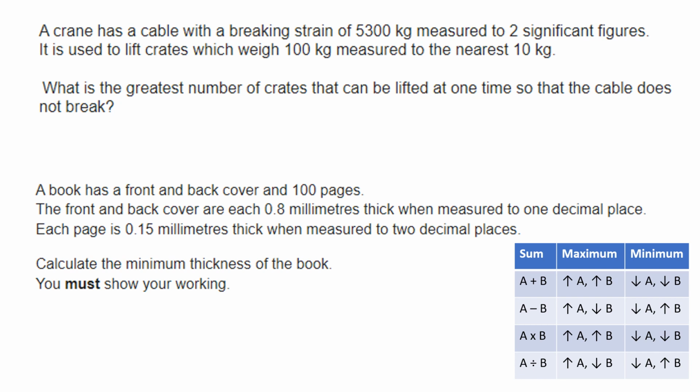Our crane has this strain of 5,300 to 2 significant figures. The second significant figure is the 3, which is in the hundreds column, so we've rounded to the nearest 100. So that means that we can put 50 on either end. This is between 5,250 and 5,350. The crates weigh 100 to the nearest 10, so if we halve that, that'll give us 5. So the crates are between 95 and 105.